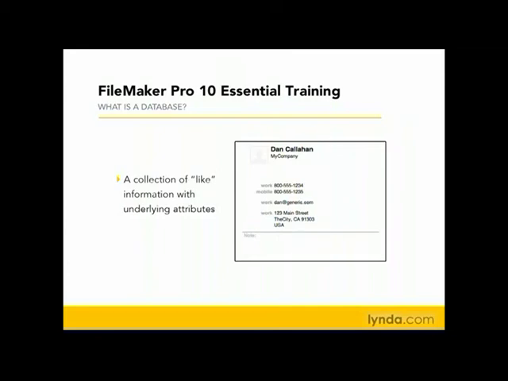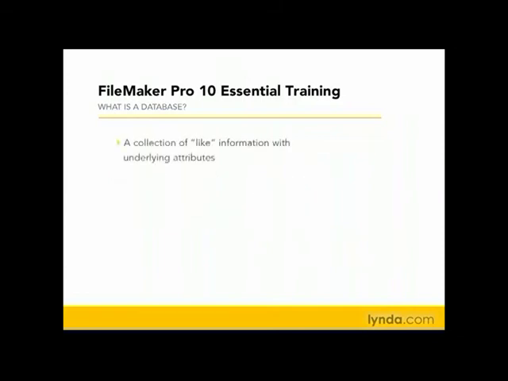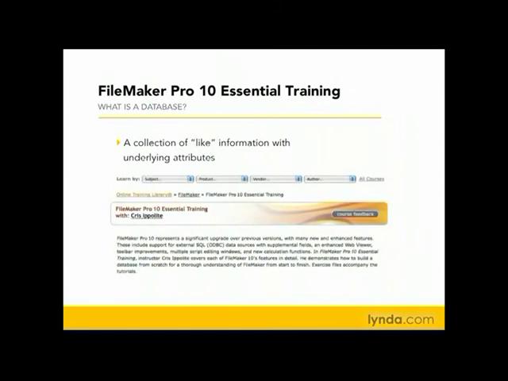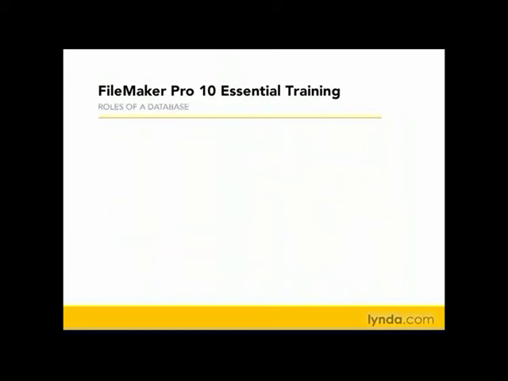And in this case, the like information that you're storing would be different individuals and different contacts. And the underlying attributes are actually things like phone numbers, email, instant message address, street address, that type of thing. You're also probably familiar with databases from your web experiences. For example, lynda.com is just a huge database system. It's a database of products that allows the user to search on those databases and give them information that they might find necessary.